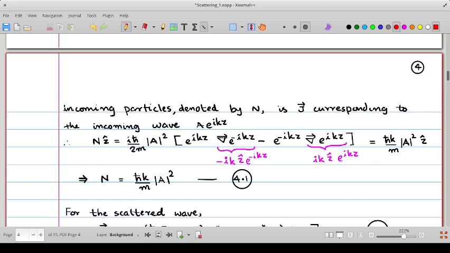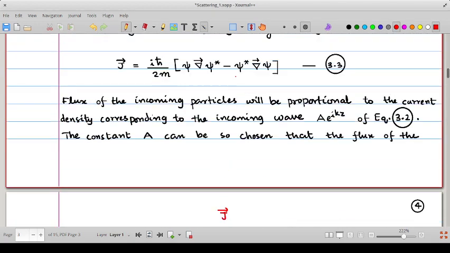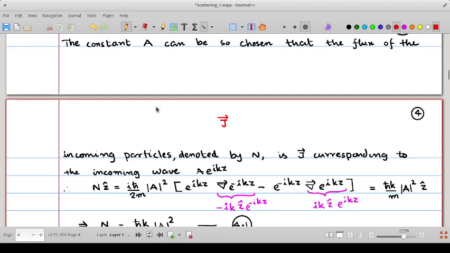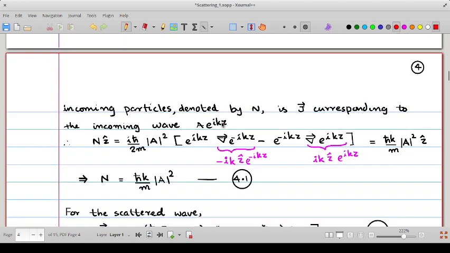So the incoming particle current density, if it is given by J, will of course depend upon this factor A, which is the constant multiplying the plane wave that is moving in the positive z direction. And we can fix this A in such a way that the current density derived from that part of the wave function corresponds to the incoming flux of particles. So A will be fixed by the condition that J is equal to the flux, which has a magnitude equal to n and the direction is along z.